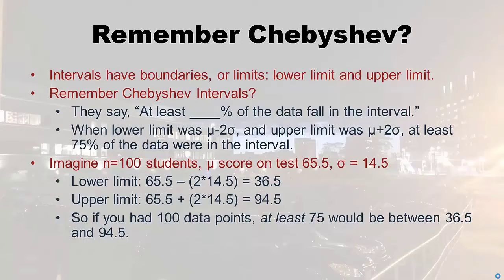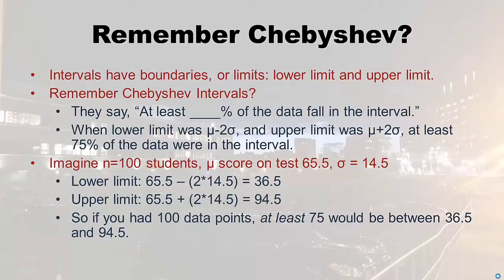So remember there were 100 students in the class. I actually came up with a mu for them, and their mu on the test was 65.5. So my 73 was better than the mean, but not much better, right? So the mu for that class was 65.5 and the standard deviation was 14.5. So I calculated this Chebyshev interval for 75% of the data. So I took 65.5 minus 2 times 14.5 and I got 36.5, which is a pretty bad grade.